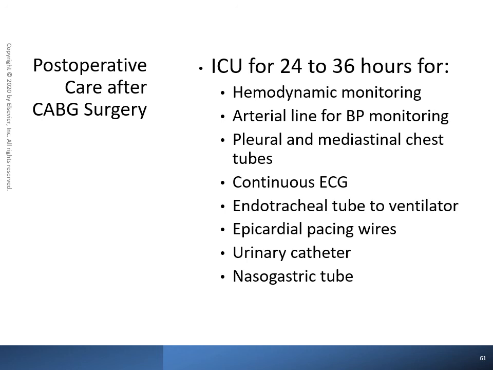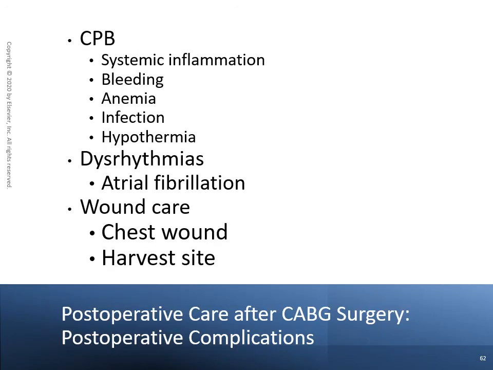The patient will have epicardial pacing wires for emergency pacing of the heart, a urinary catheter to monitor urinary output, and frequently a nasogastric tube for gastric decompression. Most patients are extubated within 6 hours and transferred to a step-down unit within 24 to 48 hours for continuing monitoring. Many of the post-operative complications that develop after CABG surgery relate to the use of cardiopulmonary bypass.